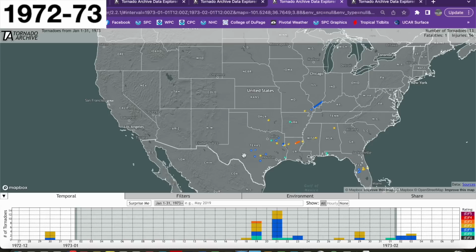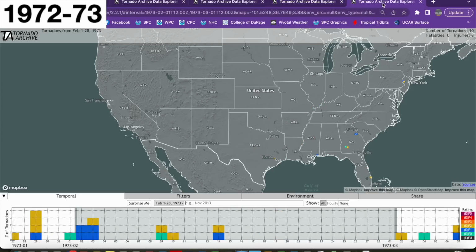Nice concentration there from central Texas through Louisiana and Mississippi. Another cluster there in central Florida with a little bit of activity, again, farther north than you might expect. Oklahoma into Missouri and far southern Illinois, before having a fairly quiet February with a few tornadoes across the southeast to close out that winter period.